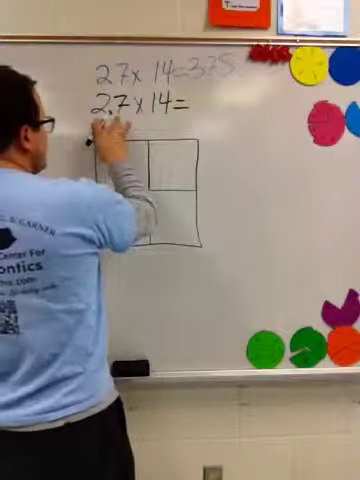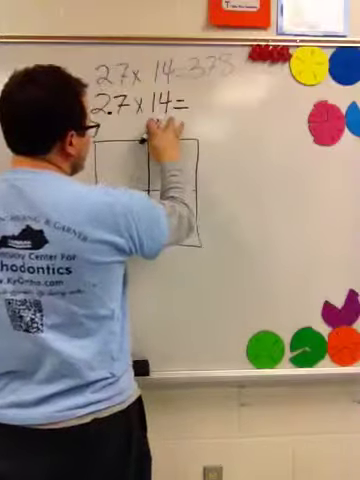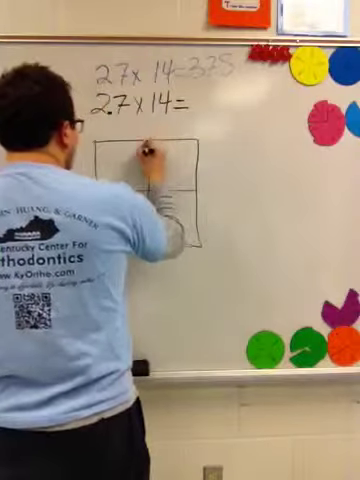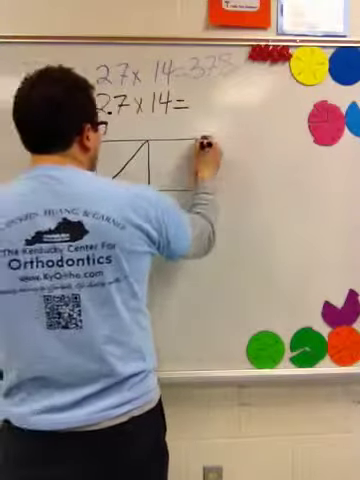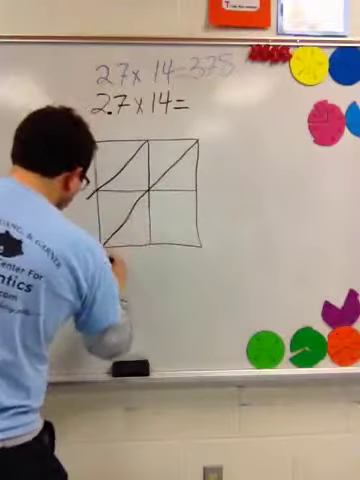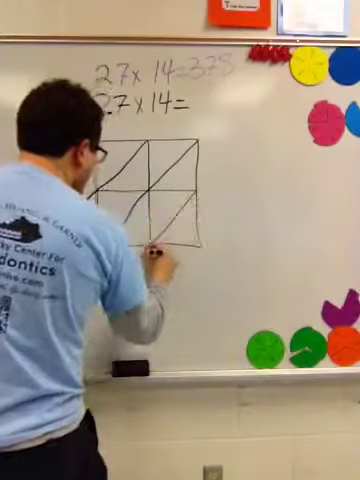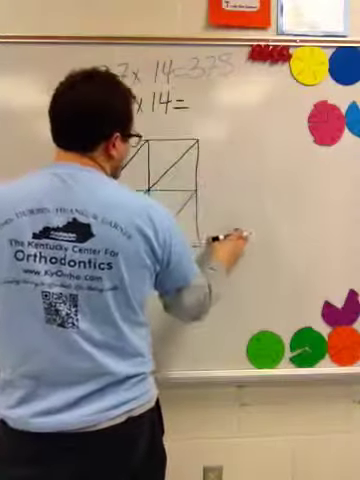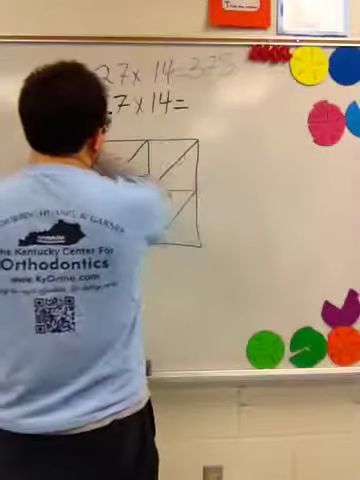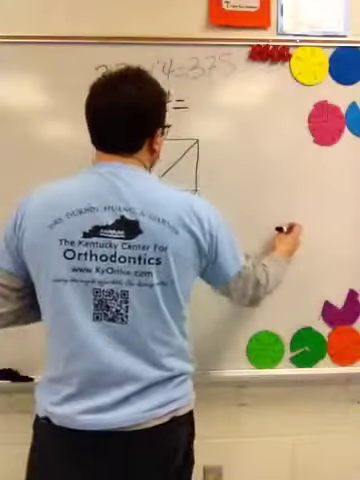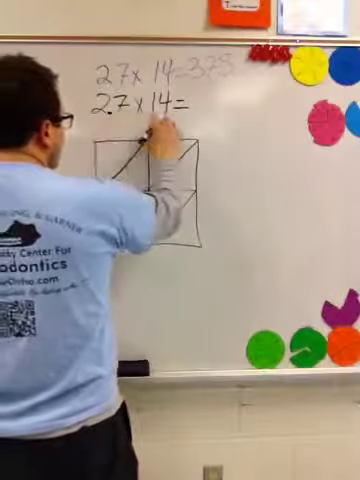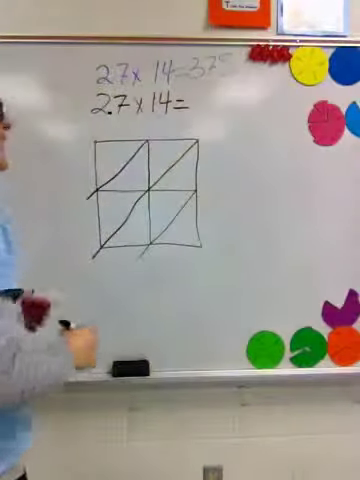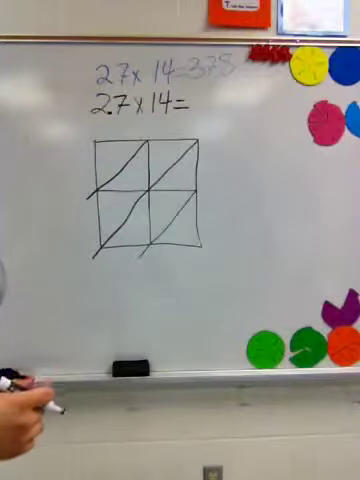I know there's 2 digits here and 2 digits here, so I need a 2 by 2 lattice. In the last video we talked about how to make the lattice. If it were a 3 digit by 2 digit, I would need an extra column here. If it were 4 by 2, an extra column here. If it were 3 by 3, I would need an extra column and an extra row. So you kind of see how we build the lattice, right?